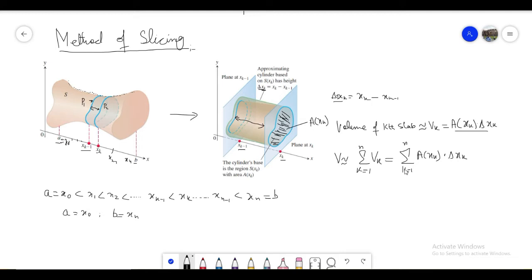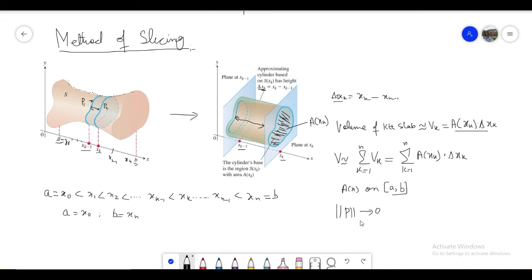Now, here we will apply the theory of the Riemann sum for the function A of x. We know that A of x is on the interval a to b, because if you see, this cross-section area is starting from a and ending at the point b. So we expect the approximation from these sums to improve as the norm of the partition of the interval [a, b] goes to 0.